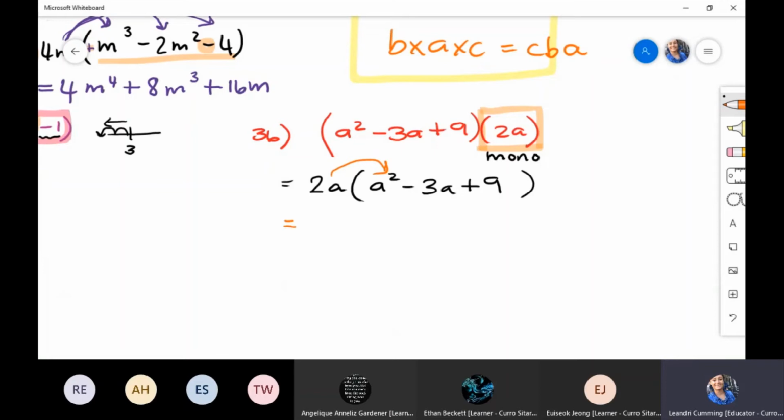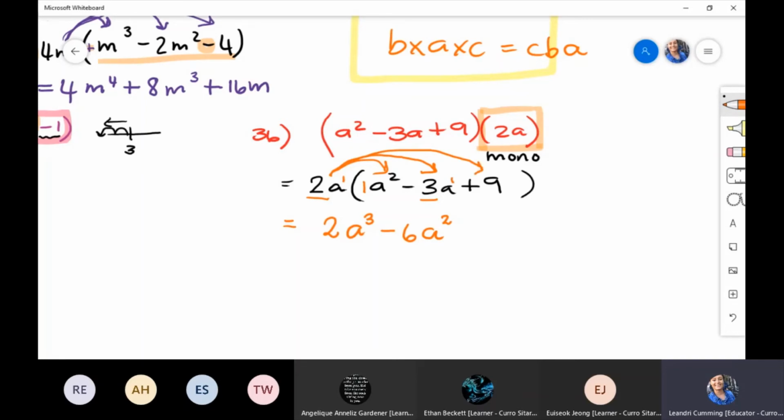And I get a positive times a positive is a positive. 2 times 1 is 2. A to the power of 1 times a to the power of 2 becomes a to the power of 3. Go back to the beginning. 2a times. Positive times a negative is a negative. 2 times 3 is 6. A to the power of 1 times a to the power of 1 is a to the power of 2. Go back to the beginning.